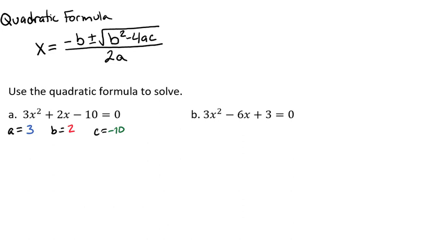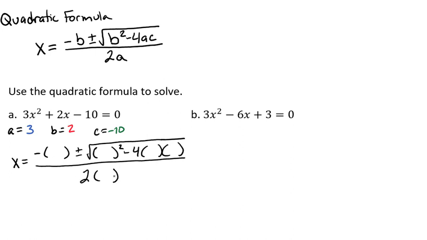Then we're going to plug them in. When I plug them in, what I prefer to do is to put all of my parentheses where they're going to go first. You are more than welcome to put them in as you go. This is just what I like to do. That's a B, that's a B, this is an A, and this is a C. When I put in my numbers, I'm going to have the opposite of 2, and then 2 squared, and then a 3, and a negative 10, and then a 3.